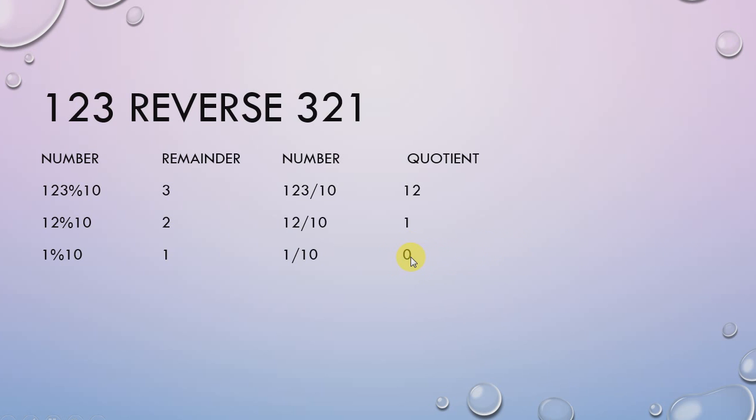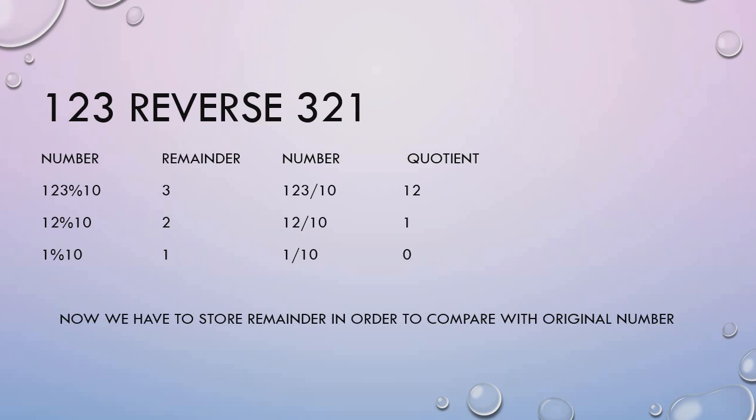Now look at remainder. This is same as the input number, which is 1 2 3, but in reverse order. We have number 1 2 3, and this remainder gives us 3 2 1. So now we just need to store these three numbers in a single variable in order to compare with the input variable. So what will be our approach to store these numbers?